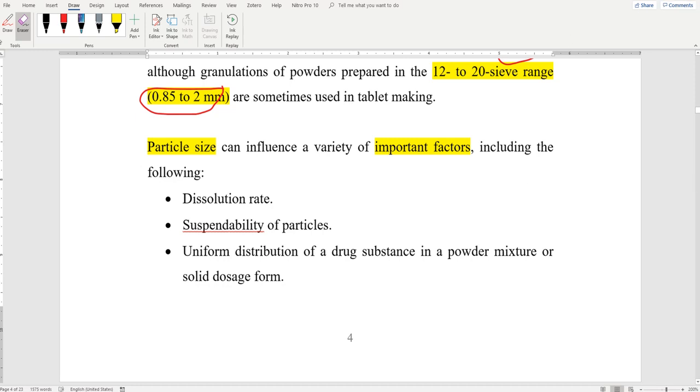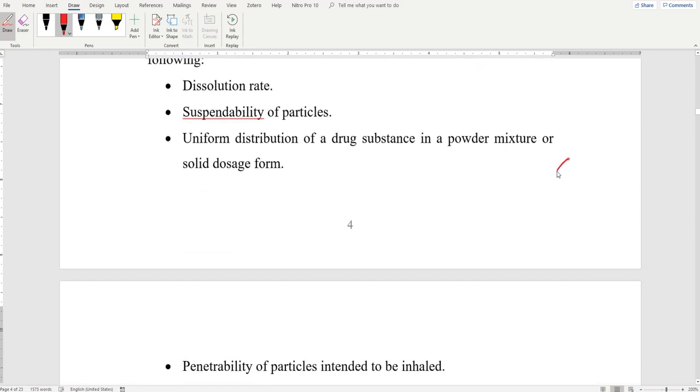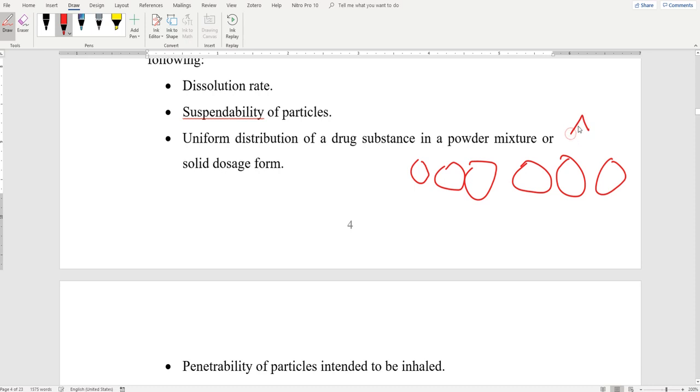What is the effect of particle size on that? Okay, I want you to imagine the following. These are particles. Let's say large particles. Let's say this is powder A and this is powder B, and you want to mix them. Okay, you want to do a mixing.